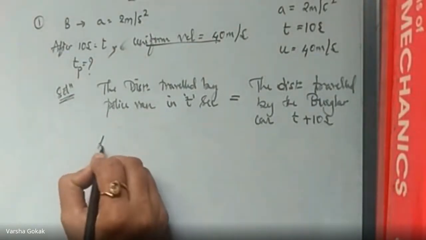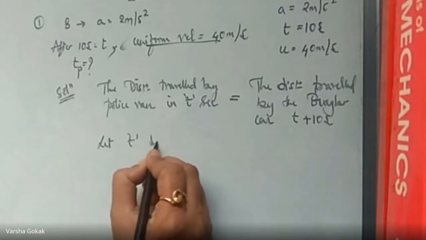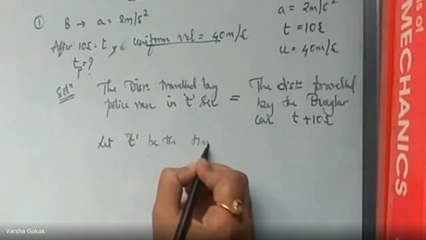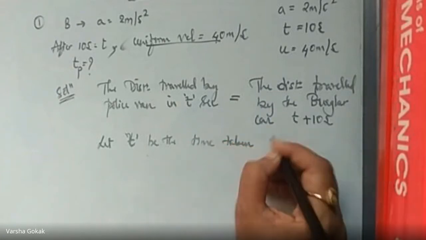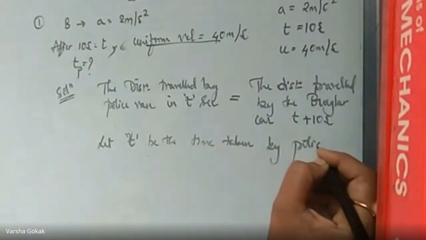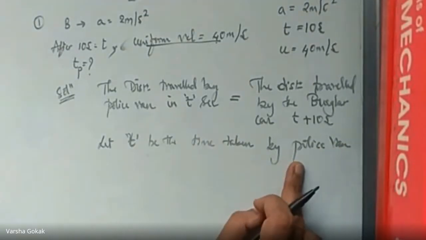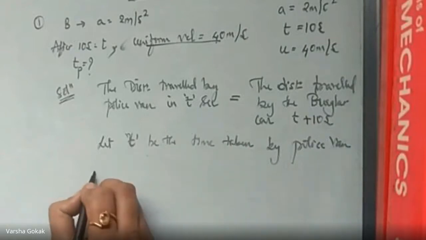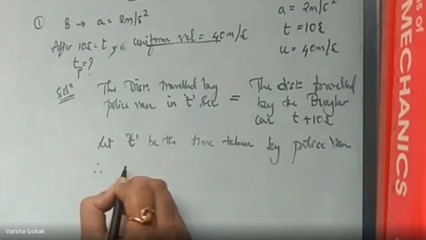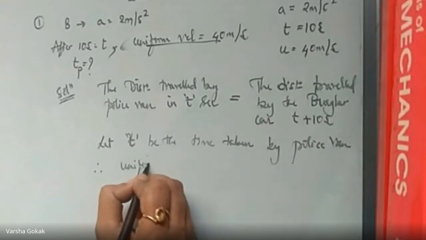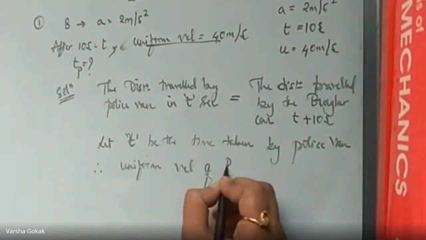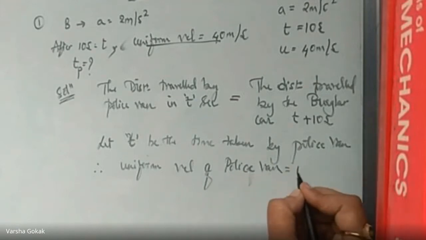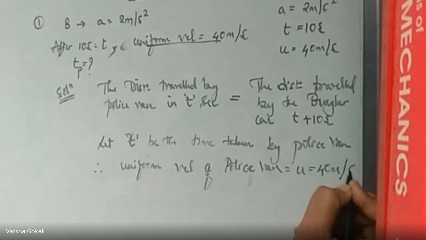Okay, so we'll assume that t be the time taken. Let t be the time taken by police van. So we are assuming that t is the time taken by the police van to overtake the burglar's car. Okay. Therefore, when I say they have given us that the uniform velocity of police van is how much? u equal to 40 meters per second.